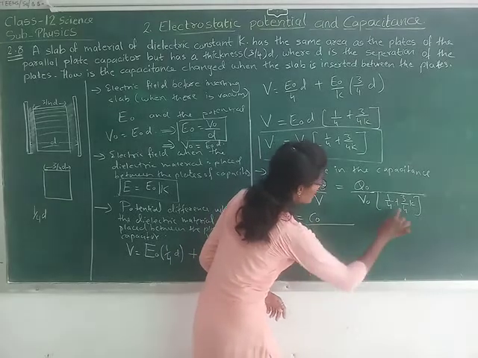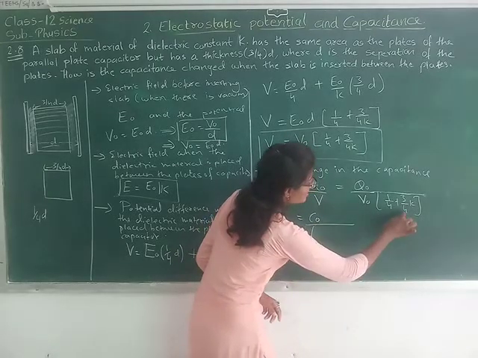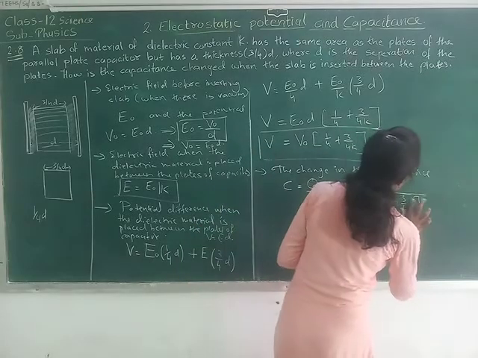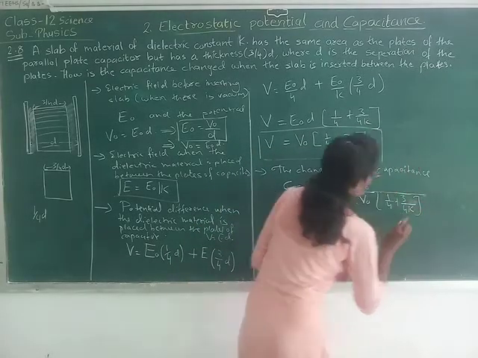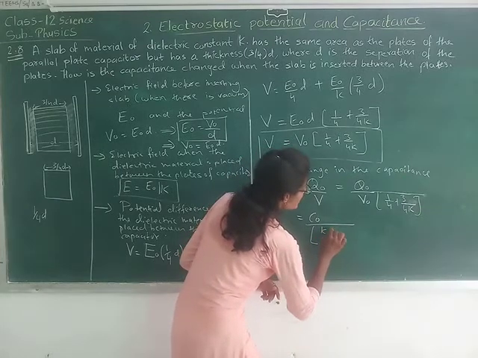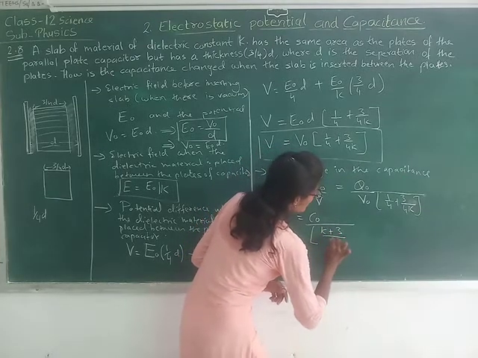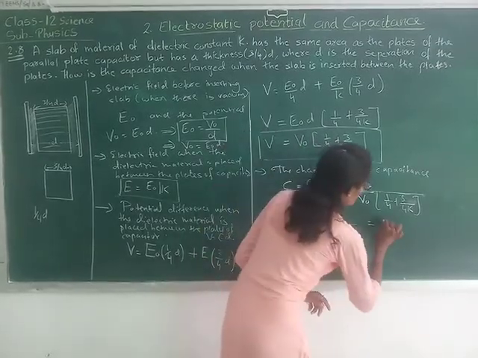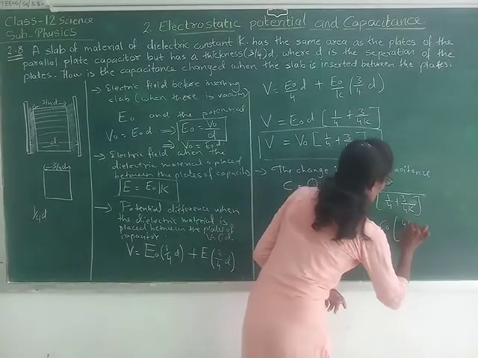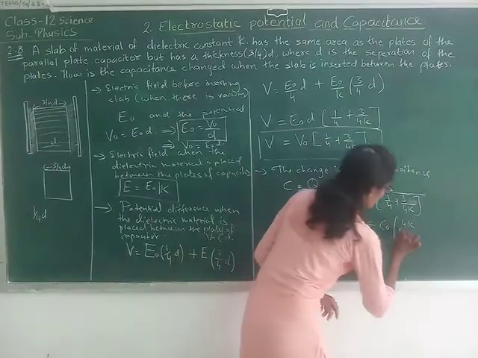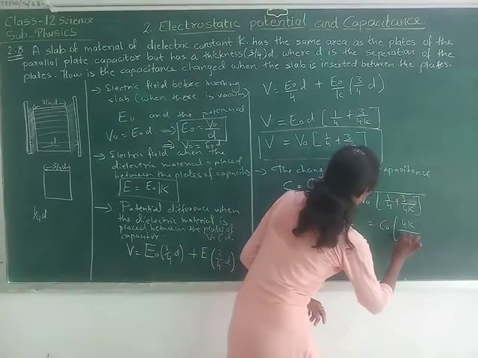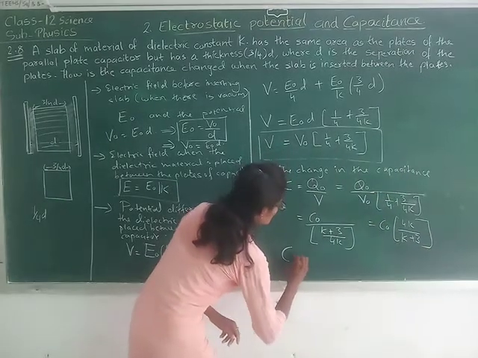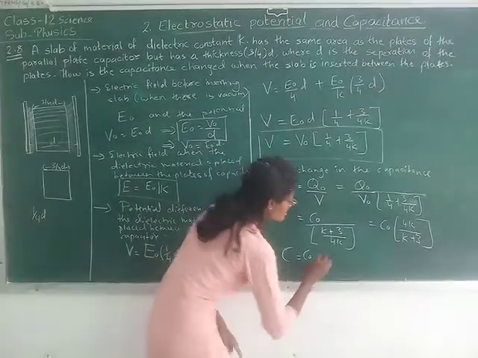Instead of that, here what it will be? Let us take this common, right? So here K is in the denominator. So let us write this as K plus 3 by 4K, right? So when we rearrange this, it will be C0 4K, this goes in the numerator part, and it will be K plus 3. So here C equals to, the change in the capacitance will be what?